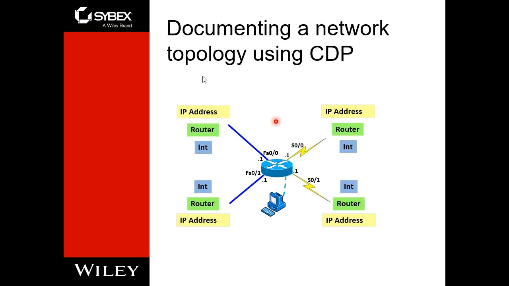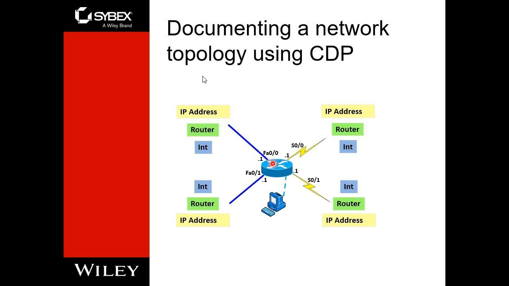All right, I'm going to skip over this because we've already talked quite a bit about CDP, the Cisco Discovery Protocol. As we mentioned before in a prior video, CDP allows us to collect information about devices that are directly connected to the device that we're on. In this case, you'll notice that we've got a router here in the center, connected to a couple of other routers, and CDP is going to allow us to collect information on those devices.